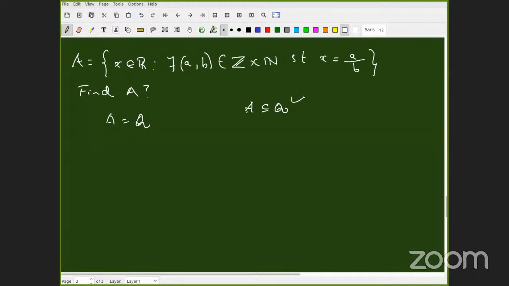Have you understood the proof of A subset of Q? If no, say promptly no, because I may be rushing, you may not be understanding. So do not worry. If you don't understand, again ask.